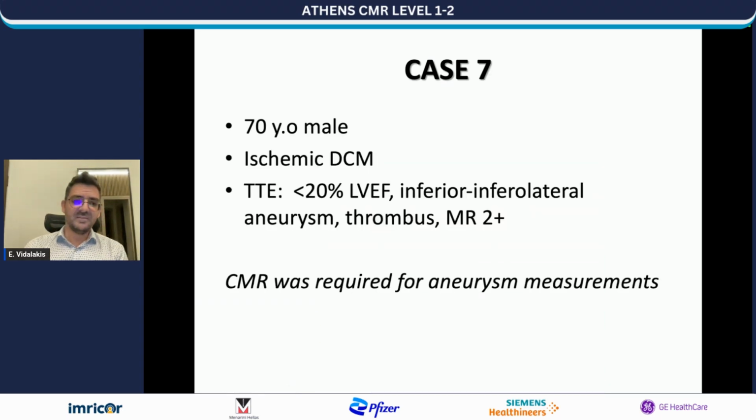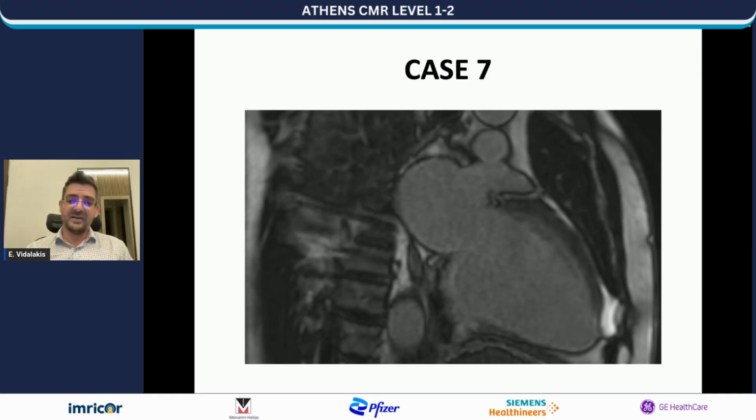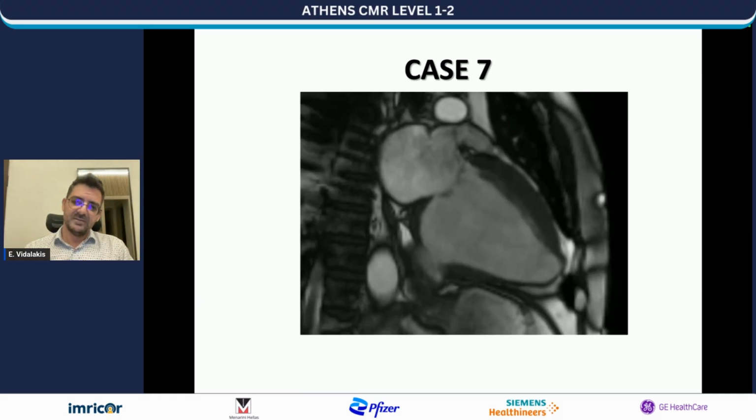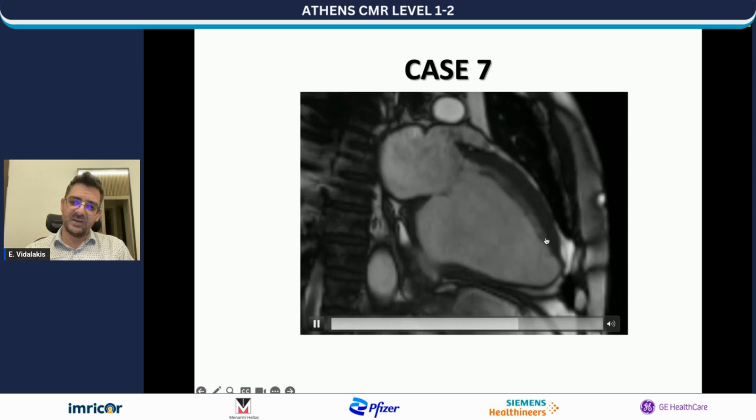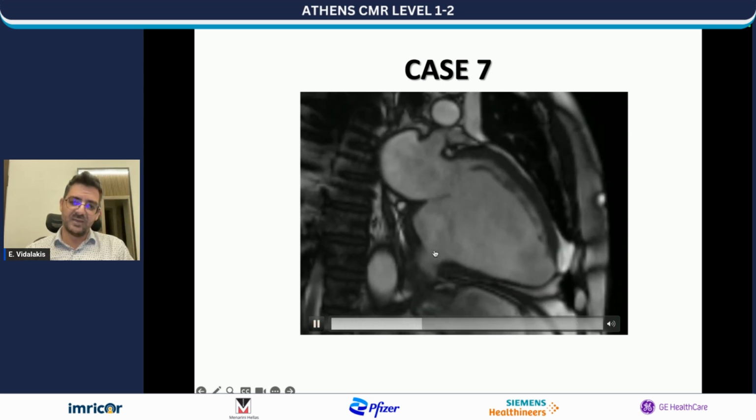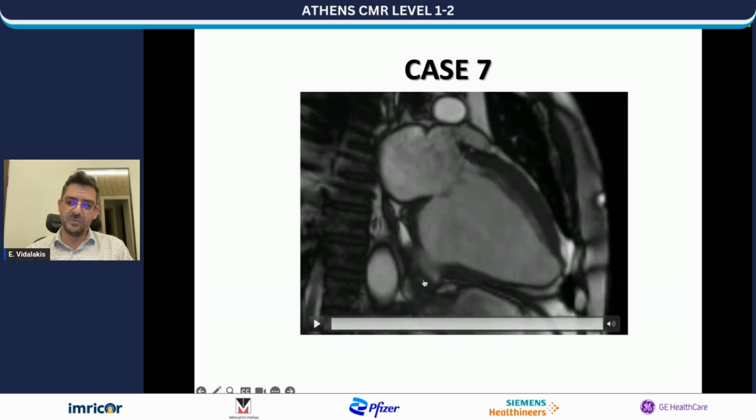The seventh case, it's a 70 years old male with ischemic dilated cardiomyopathy and a left ventricular ejection fraction of less than 20%. He has an inferior inferolateral aneurysm with a thrombus and a mitral regurgitation of +2. Here are the cine balanced SSFP images of the cardiac MRI. This is the 2-chamber and this is the inferior wall. As you see, this is the aneurysm. And inside the aneurysm, we can say that there is a thrombus.